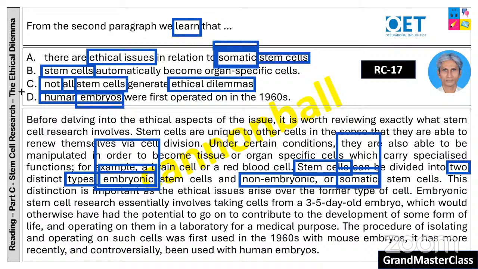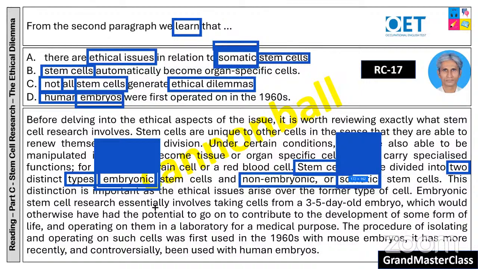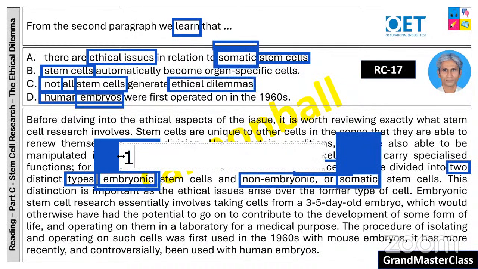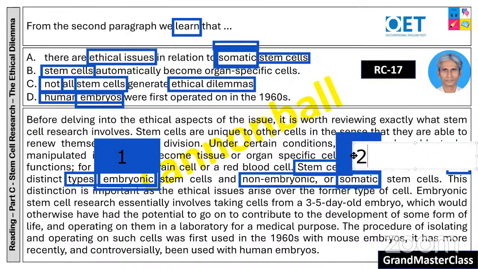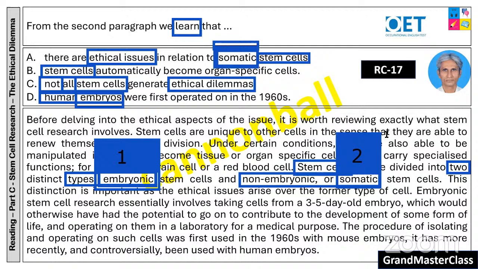Okay, now let us see here. I'm going to give you a wonderful comparison. The first one is called embryonic, and the second one is called somatic. So there are two distinct categories here. We call it the first one and the second one. First shown is the first one, second shown is the second one. This is the first one and this is the second one.